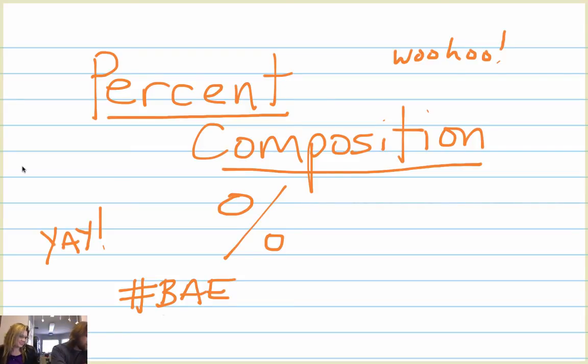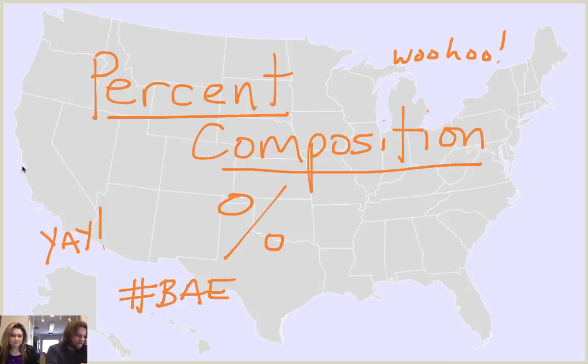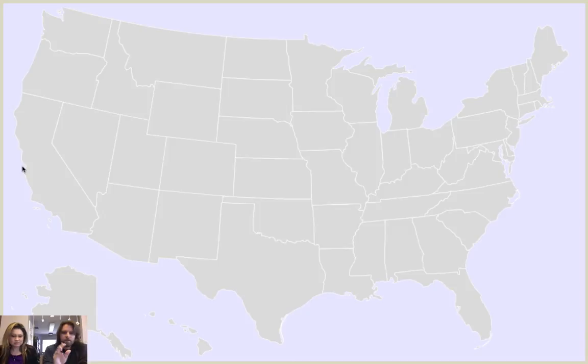Okay, so quick example here. If we look at a map of the United States of America, the map of the US shows us all 50 states. The population of the US is about 300 million or something like that. The population is not evenly distributed throughout the entire United States, right? A certain percentage comes from each state.